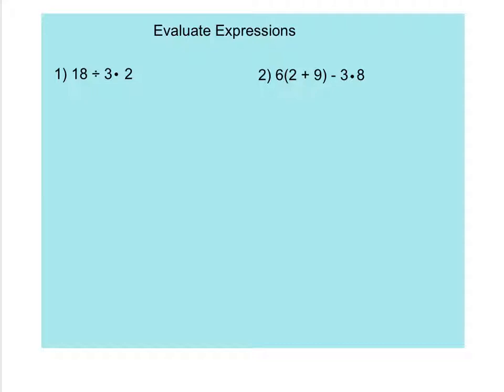So, in the first problem, 18 divided by 3 times 2. We need to do the division first, because as we use PEMDAS, we don't have parentheses, we don't have exponents. Then we get to multiplication or division. So 18 divided by 3 is 6. That leaves us with 6 times 2. This right here is a multiplication symbol. That might take some time for some of us to get used to. Then 6 times 2 is 12.